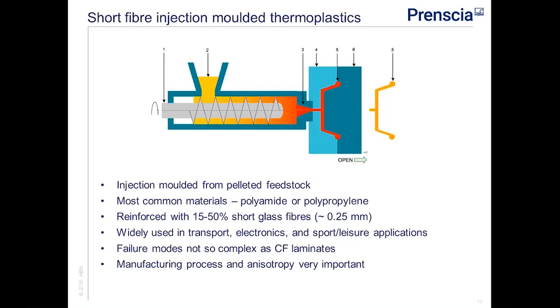And I guess the good news for us as analysts is that the failure modes of these are not so complex as they are for continuous fibre laminates. But nevertheless, they're still very anisotropic, and I mean that the properties can vary easily by a factor of 2 or more in different directions. And so the manufacturing process and the anisotropy that produces are still very important.